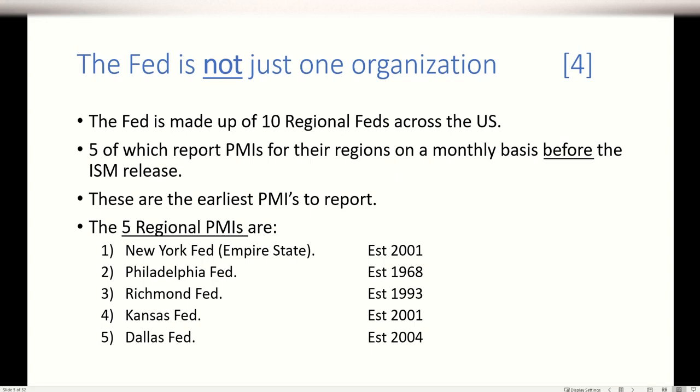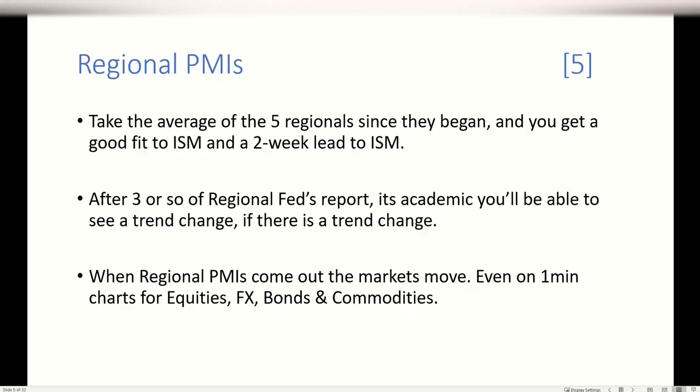So once you have that data, if you just average the 5 of them, you will get a figure, and then this figure can be plotted against the ISM releases. You take the average of the 5, like I've just said, and after about 3 of them, you know which way the ISM is going to go. So then you can have more of a 3-week lead on the ISM, or maybe longer.